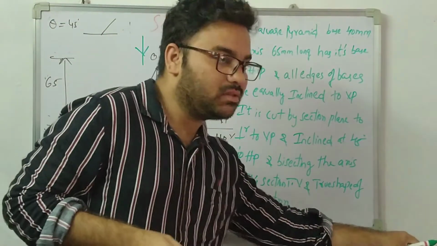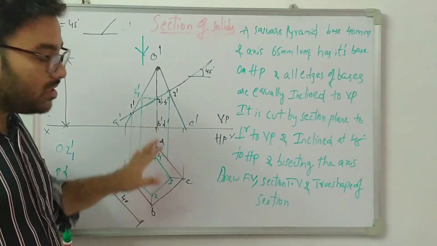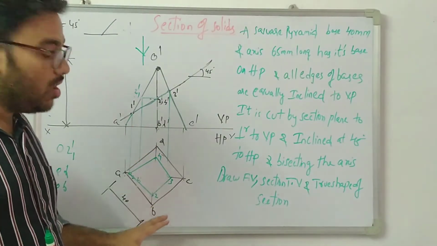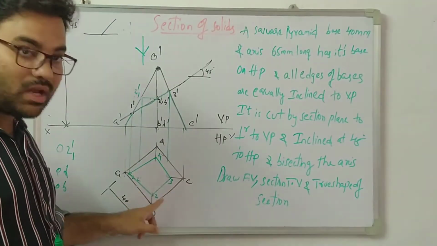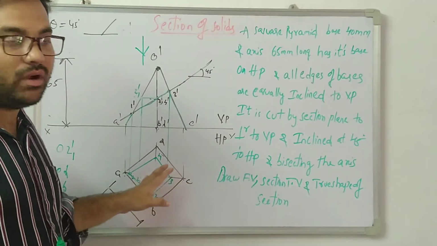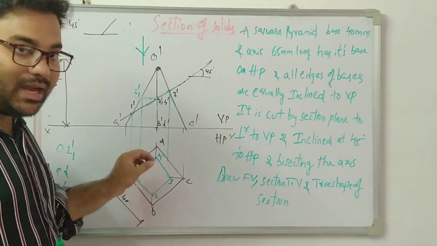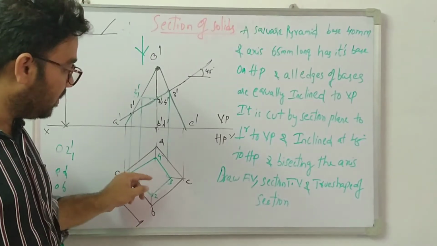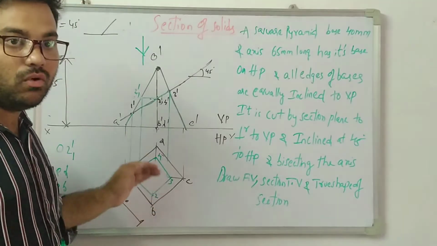So I request the students, while drawing this section of solid problem, draw very lightly. Don't highlight before only. While drawing, use a very light pencil, 2H pencil, and draw very lightly. Then you go ahead.